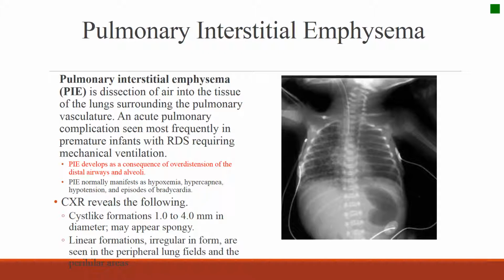PIE develops as a consequence of overdistension of the distal airways and alveoli. PIE normally manifests as hypoxemia, hypercapnia, hypotension, and episodes of bradycardia. If you notice in the chest x-ray to your right, you can see the irregular densities appearing predominantly in the right lung. That is where the interstitial emphysema is.